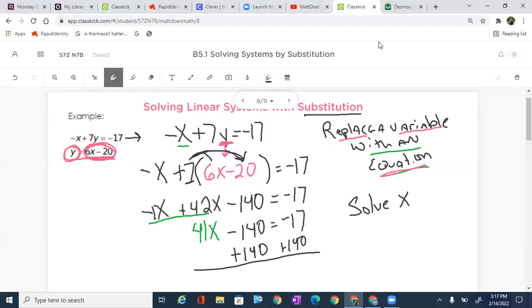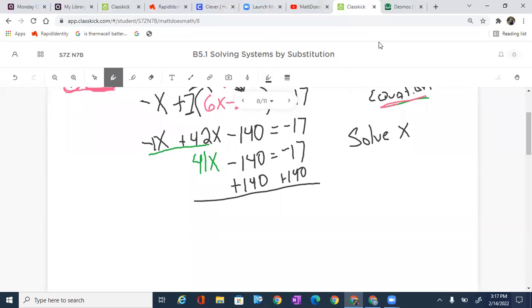We're just working through some basic algebra. Negative 140 plus 140 is 0. The positive 41x will come down, and we've got negative 17 plus 140, which is going to be 123. And then we've got to get rid of that 41 attached to the x. We're going to divide that 41 off. You can use a calculator, you can use Desmos, whatever you need to, but if you think about it, 41 goes into 123 3 times. So x equals 3.